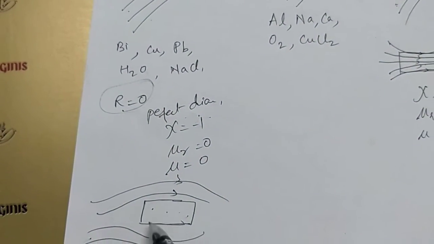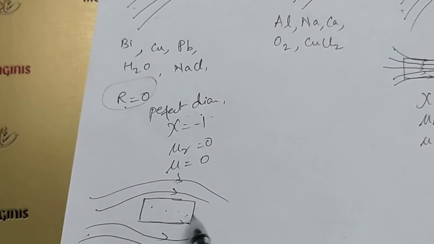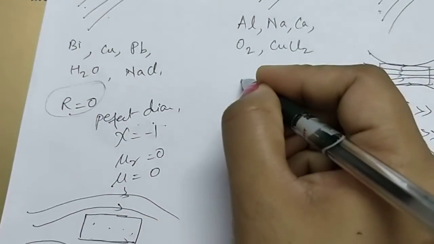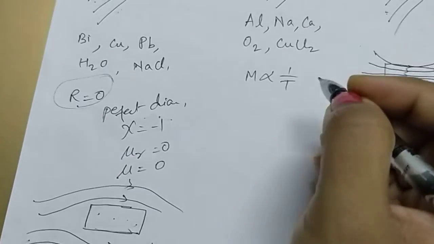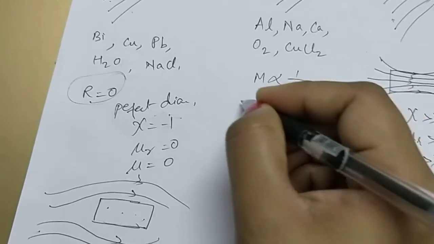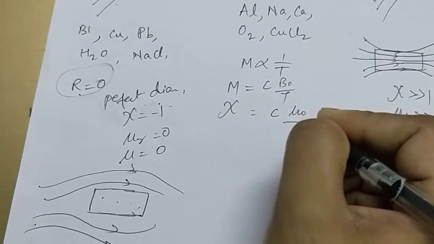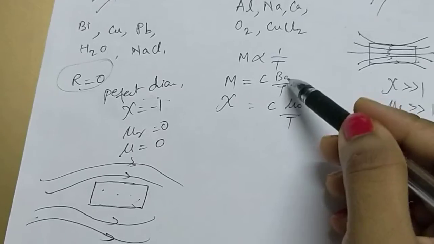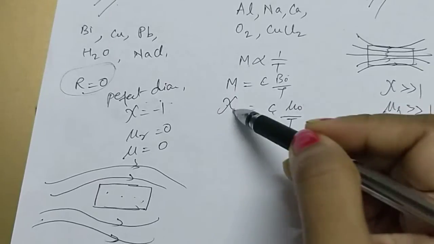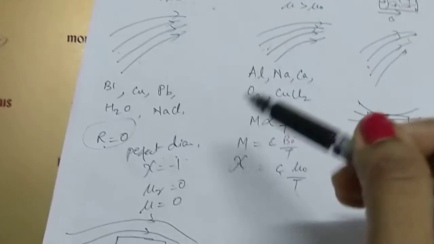The Meissner effect means it can be repelled by a magnet, and it can actually shield a space from an external magnetic field. Then there is Curie's law, which says that magnetic moment is inversely proportional to temperature. Removing the proportionality, it is C B naught by T, or otherwise susceptibility is C mu naught by T, where C is the Curie constant. You see its inverse relation with temperature, so the more the temperature, the less the Xi.